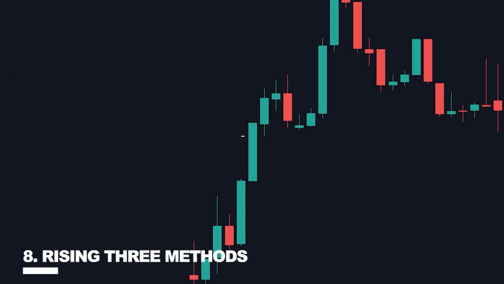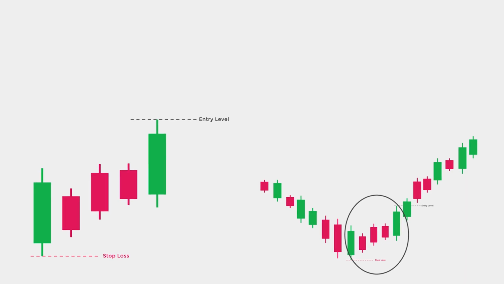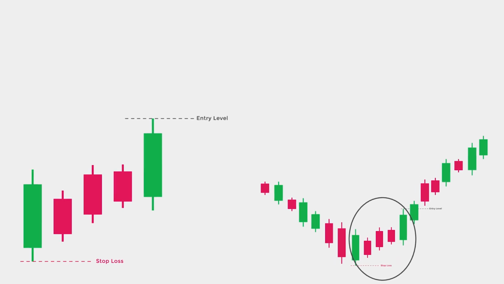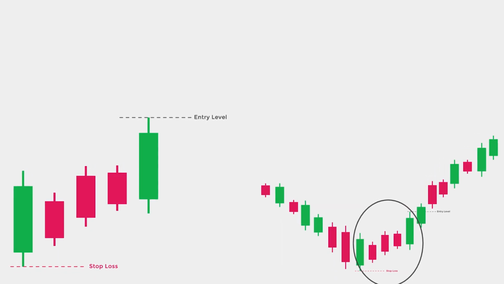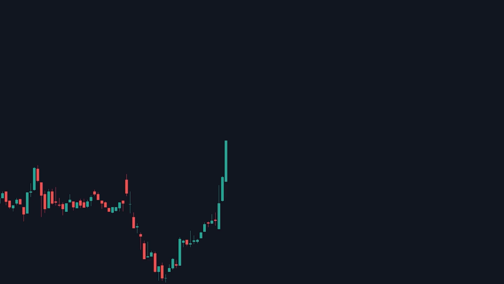Number 8. Rising 3 methods. The opposite is true for the bullish pattern, called the rising 3 methods. It is comprised of 3 short reds sandwiched within the range of 2 long greens. The pattern shows traders that despite some selling pressure, buyers are retaining control of the market.